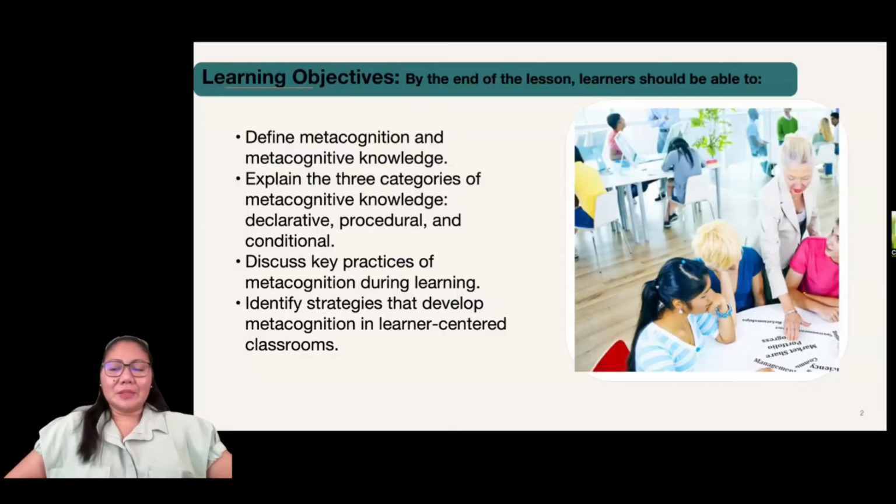But before that, let us know about our learning objectives. By the end of the lesson, learners should be able to: number 1, define metacognition and metacognitive knowledge. Explain the 3 categories of metacognitive knowledge: declarative, procedural, and conditional. Discuss key practices of metacognition during learning. Identify strategies that develop metacognition in a learner-centered classroom.